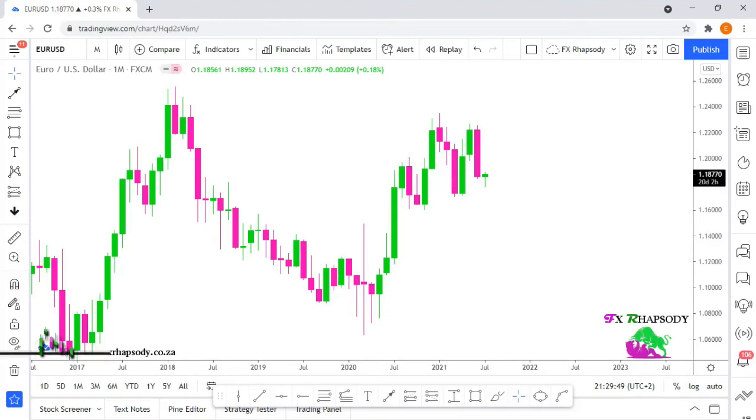Today we are looking at the euro dollar and also the dollar Japanese yen. But let's start off with the euro dollar. On a monthly time frame, we can see that there's this resistance level at the top.